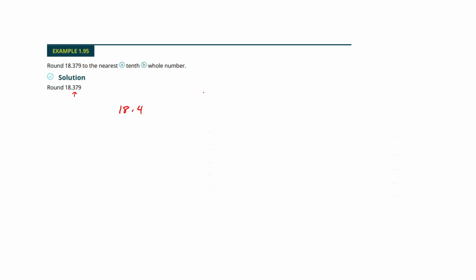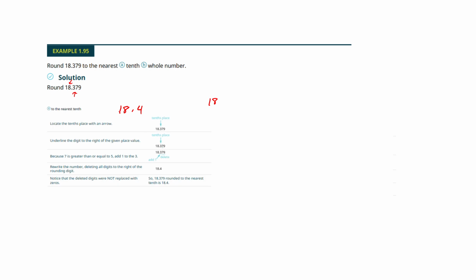Now the nearest whole number is telling us that we want to look right here. I look behind the 8 and it's a 3. So we are not going up, and we're just going to drop off everything else.